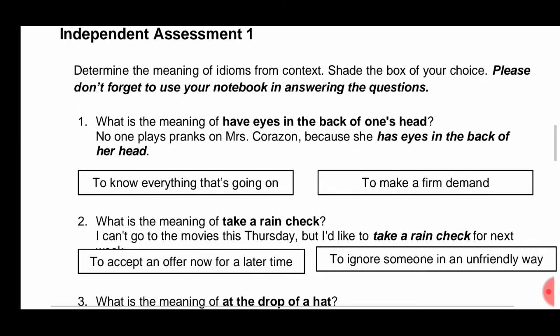So determine the meaning daw of idioms from context. Based from the sentence, what's the meaning of the idiomatic expression? So you're going to shade the box of your choice. Since you don't need to shade it anymore because you will answer it in a yellow paper, you just write it. Okay? No shading. Just write the correct answer. So the bold phrases are the idioms, the idiomatic expressions.